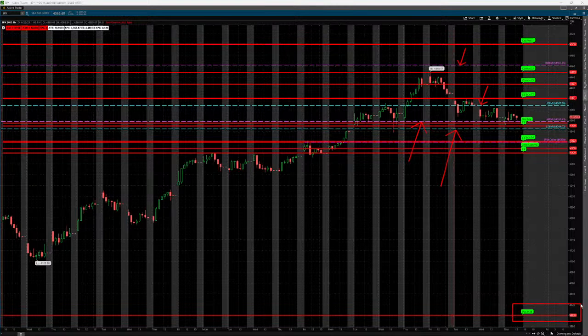First of all, here's the put wall at 4,000. That is the strike with the largest net negative gamma that can be expected to act as support.